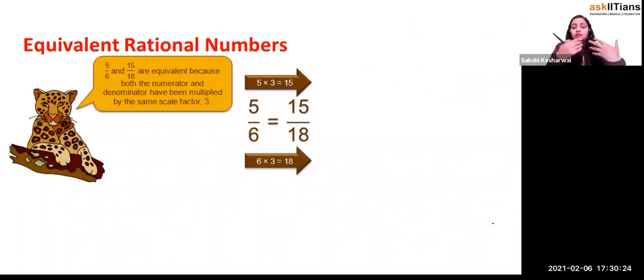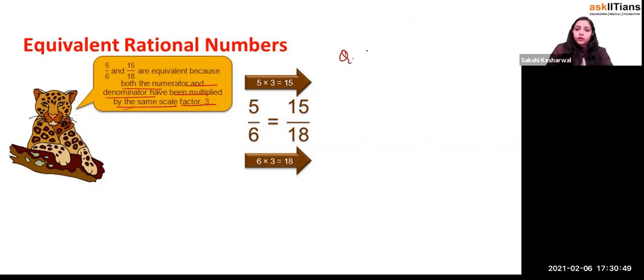Now let's go to what you mean by equivalent rational numbers. Equivalent rational numbers are the same as the equivalent fractions which you have been doing, right? So equivalent rational numbers and equivalent fractions are both the same. If I write 5 by 6 and 15 by 18, they are equivalent because both the numerator and the denominator are multiplied by the scale factor 3, right? So 5 by 6 is equal to 15 by 18. This is very easy.